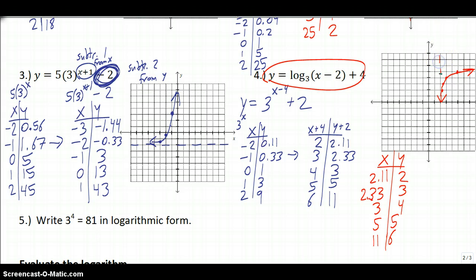Once again, vertical asymptote this time of x equals +2. Okay. So make sure it doesn't go left of that line.